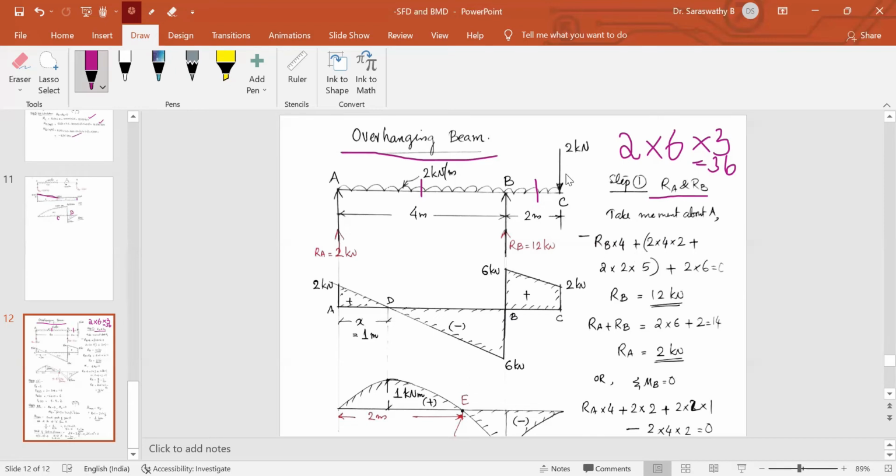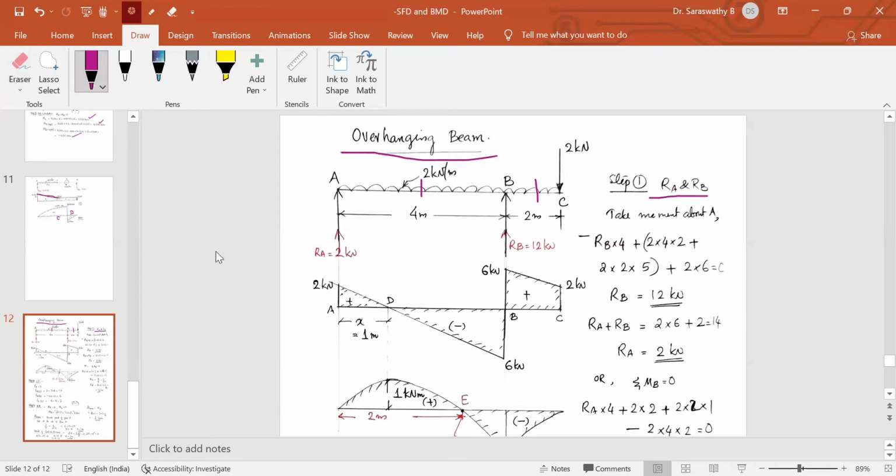Then this 2, moment about this point. So vertical load 2 into distance 6, that is written here. 2 into 6, that is also clockwise. Then this reaction RB produces an anti-clockwise moment. So minus RB into 4. Minus RB into 4 is equal to 0. From that you get RB is equal to 12 kilonewton. So the first step, we have got RB.